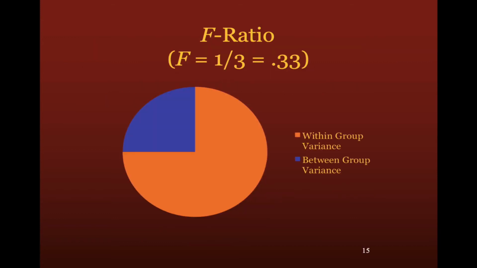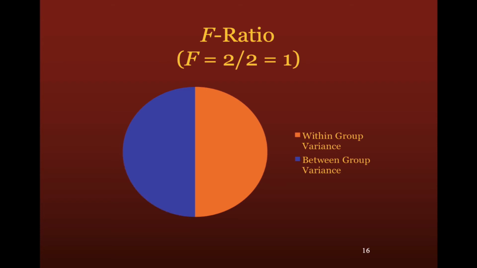So as you can see here with this particular pie chart, the majority of the variability on the dependent variable is due to random error or within group variance. And a much smaller portion is due to between group variance or the effects of the independent variable. So this would be a situation where you most likely would not have a significant effect of the independent variable because not that much variability on the dependent variable is due to the manipulation of the independent variable, that section in blue.